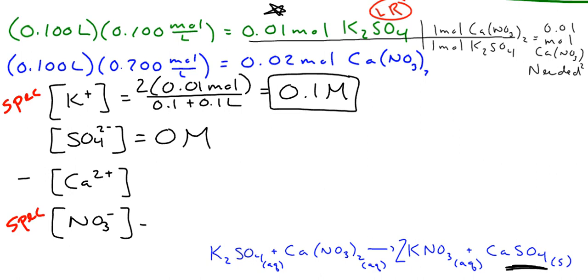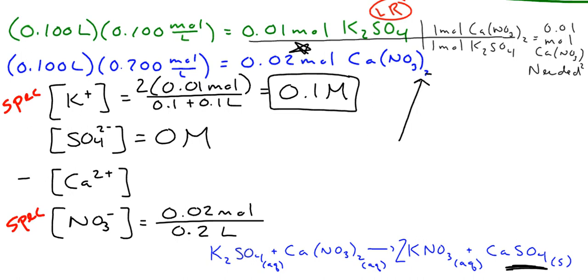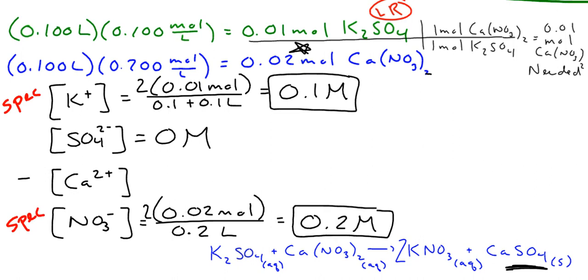I have nitrate, and that comes from here with the 0.02 moles. So I have 0.02 moles over 0.2 liters because I have 0.1 liters and then another 0.1 liters. And again, for the nitrate, there are 2 of them. So that's why I need to multiply that by 2. And I get 0.2 molar of that.